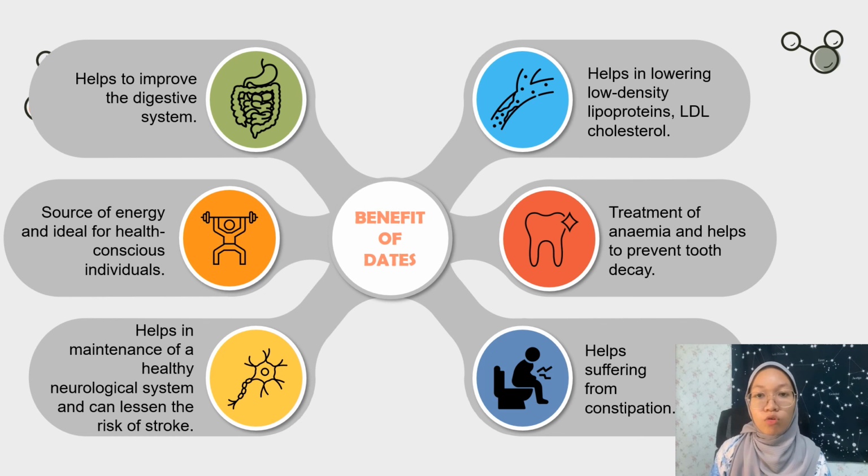Next, dates are also good for the treatment of anemia because they have an abundance of iron, and due to the fluorine they contain, dates can prevent tooth decay. For individuals who suffer from constipation, it is suggested that they consume some dates because dates can act as constipation relief.